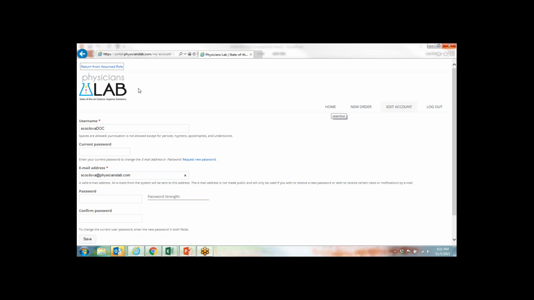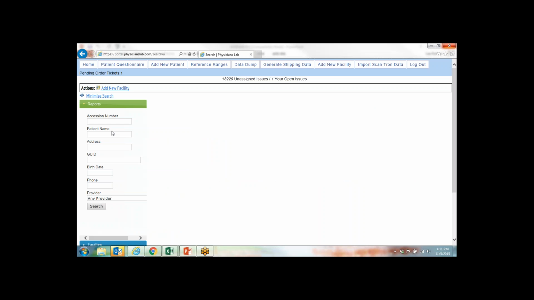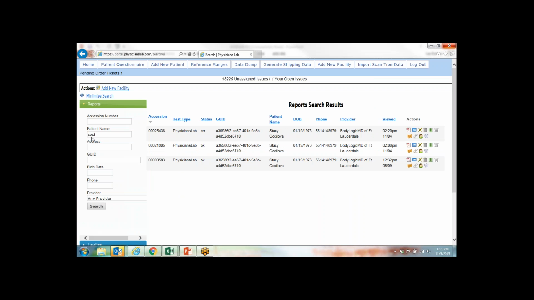Okay, so with that, I am going to open up a report. Now I'm going to open up my personal report. What you see is these report searches, which you have on your login as well, allow you to put in any portion of my last name, Kosilova, and pull up those patients. And I can sort by any of these blue links going across the top of the page.